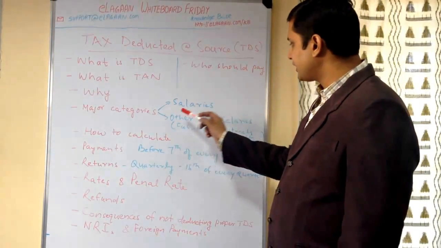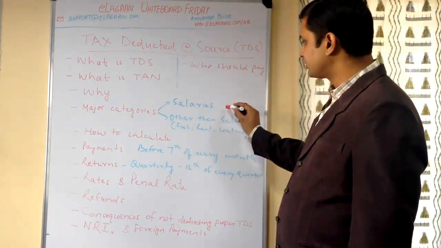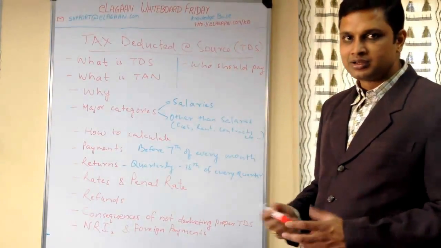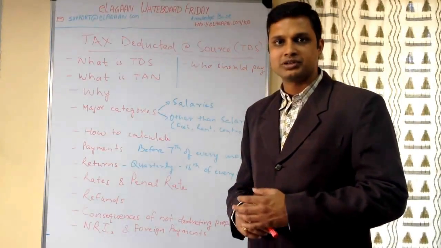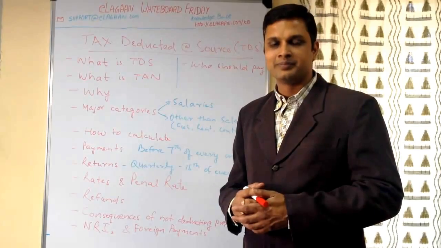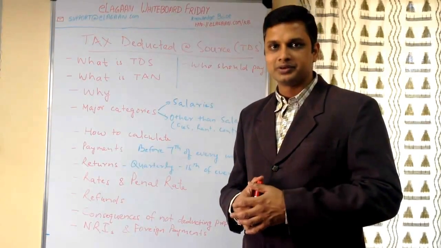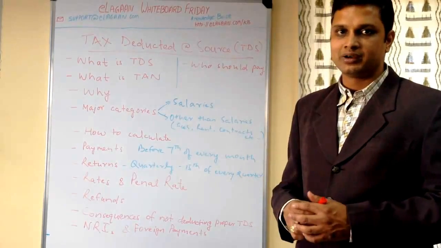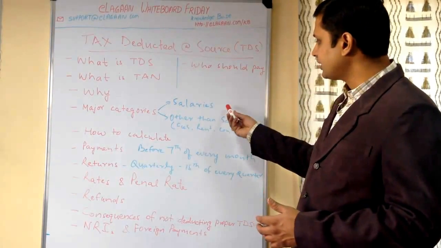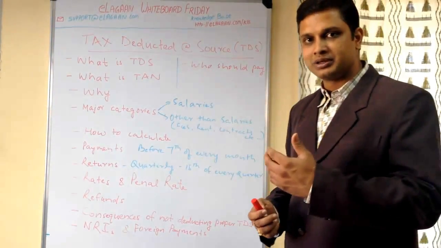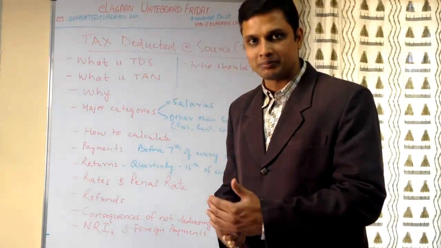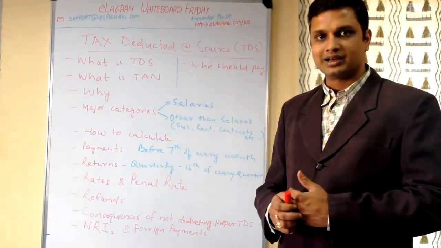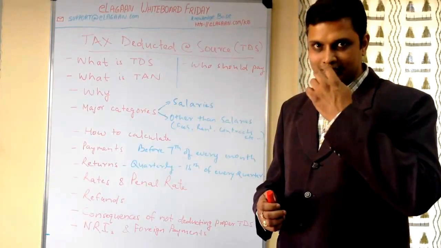There are two major categories in TDS. One is TDS from salaries, and the other is TDS other than salaries. Salaries we are mostly aware of, because in any job we have been in, our employer has been deducting tax on our behalf and then paying it to the government. It's exactly the same thing, just that now you have become an entrepreneur and you are the employer. So for all your employees, you have to deduct taxes on salaries before making a salary payment.